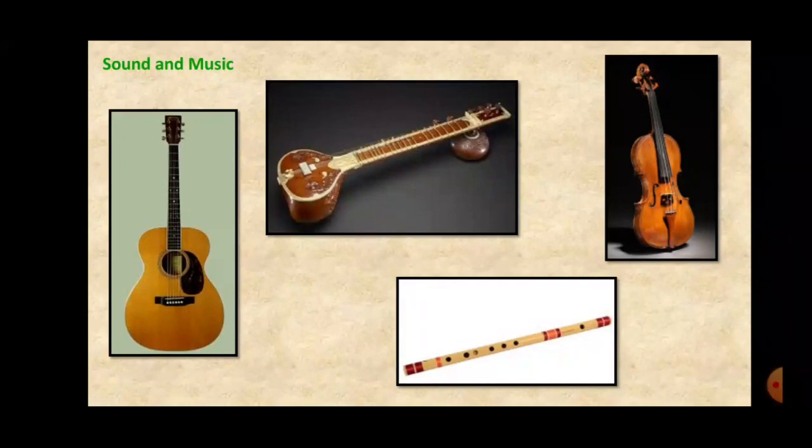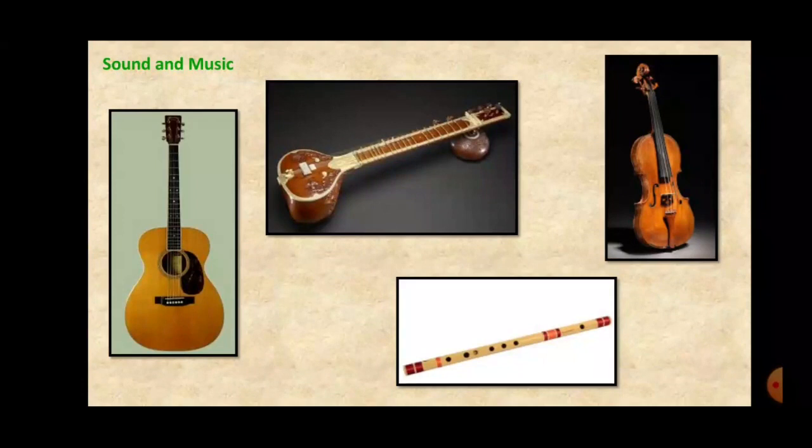Now if you have seen anyone playing these instruments, they move their fingers on these wires. When they move their fingers on these wires, the length of the wire changes, and thus the frequency of sound also changes, and thus we hear different types of notes or different types of musical sounds. So by changing the frequency of waves, different types of sounds can be produced.